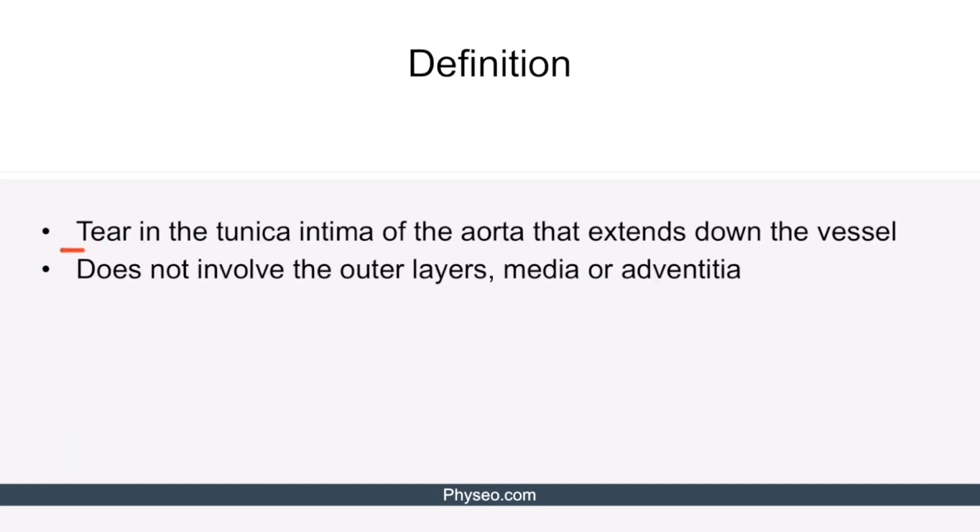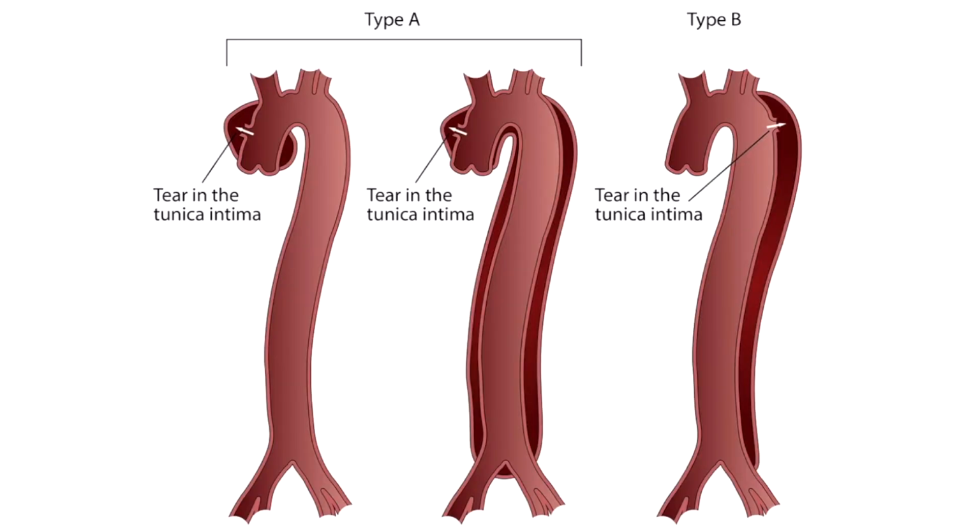Aortic dissection is a tear in the tunica intima of the aorta. The tear extends down the vessel without disrupting the media and adventitia. The classification systems for aortic dissections include the Stanford and DeBakey. We'll discuss the Stanford first.